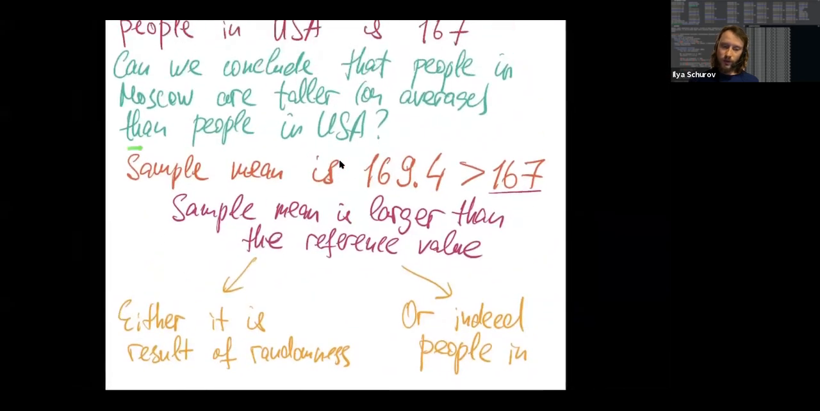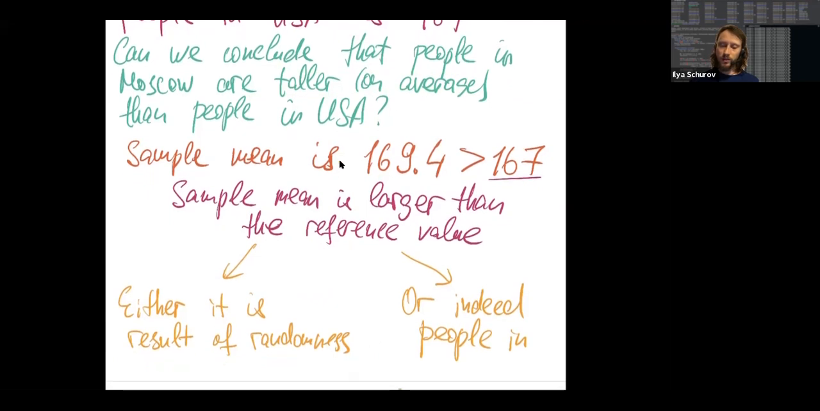So we are interested in this question. And we have some data that looks like it is in favor of a positive answer to this question. But something stops us from concluding that this is actually a positive answer. The thing that stops us is the possibility of this explanation, that the actual difference that we observe is just the result of randomness. What does it mean? It means that we answer negatively to this question. We say that no, it is not true that people in Moscow are taller on average than people in USA, and try to explain this difference just by random fluctuations.